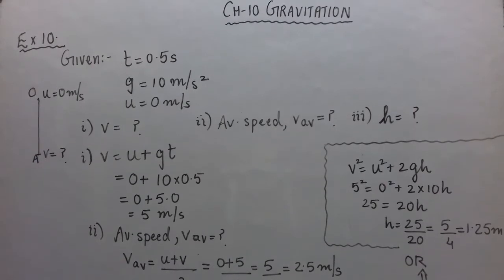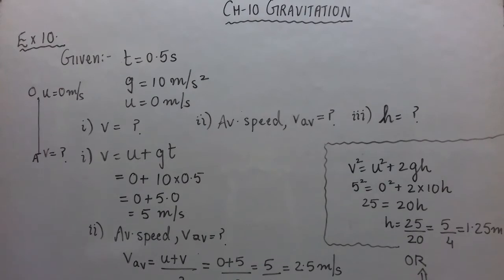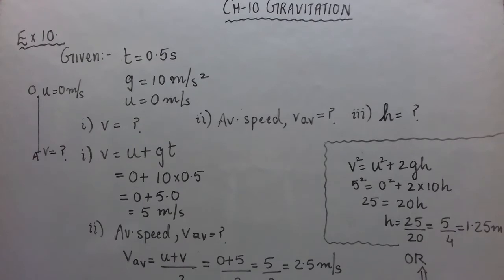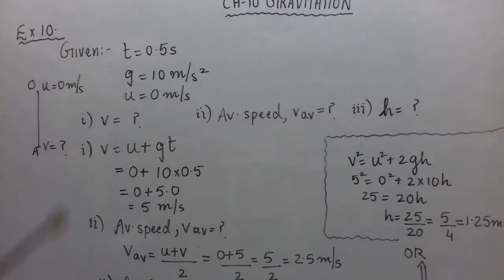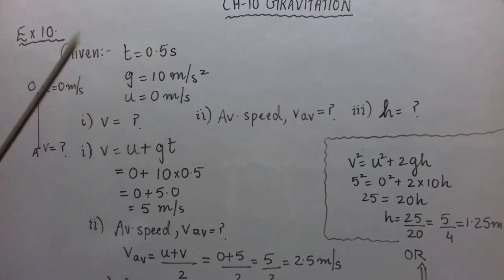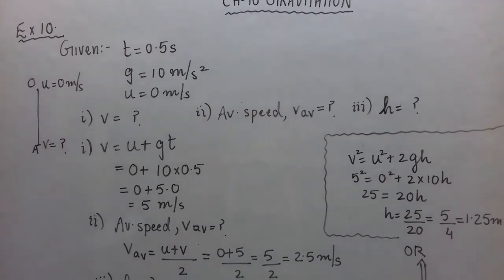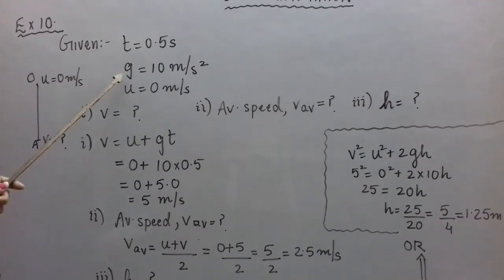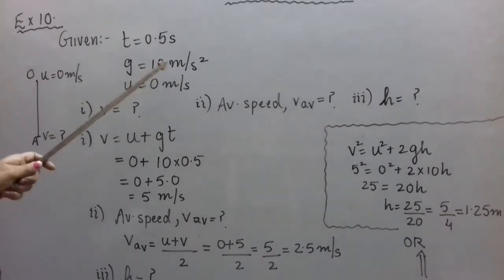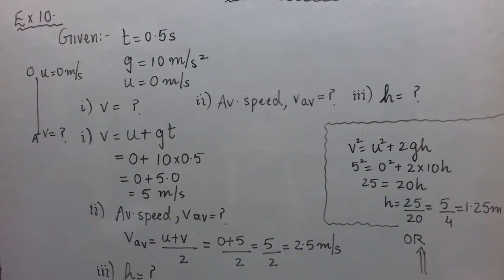So I'll read the question again. A car falls off a ledge. Ledge means an extension at a certain height, maybe on the mountain or cliff, hill. So a car falls off a ledge and drops to the ground in 0.5 seconds. So given t is equal to 0.5 seconds. Let small g is equal to 10 meter per second square. We know small g is acceleration due to gravity, and when not given we take it as 9.8 meter per second square. But here they have given, take it as 10 meter per second square for simplifying the calculations.